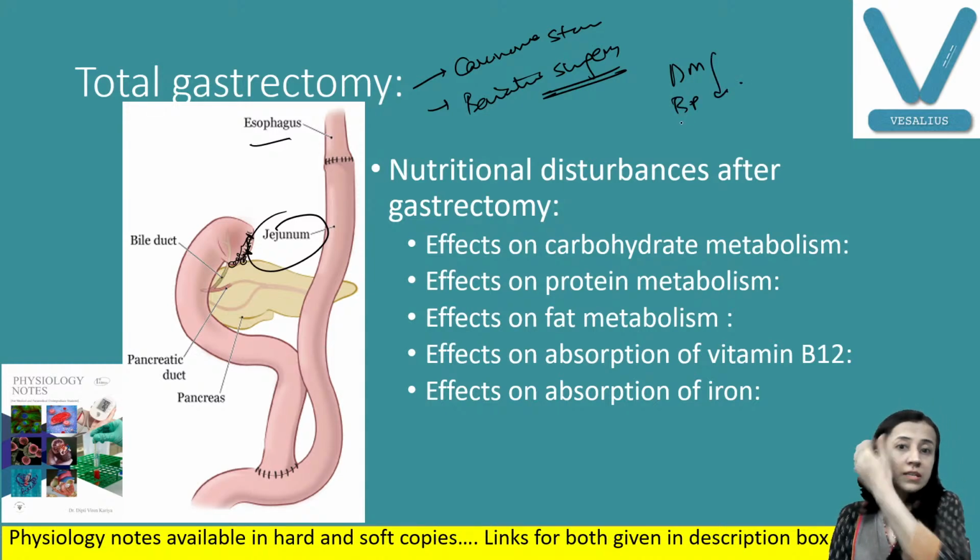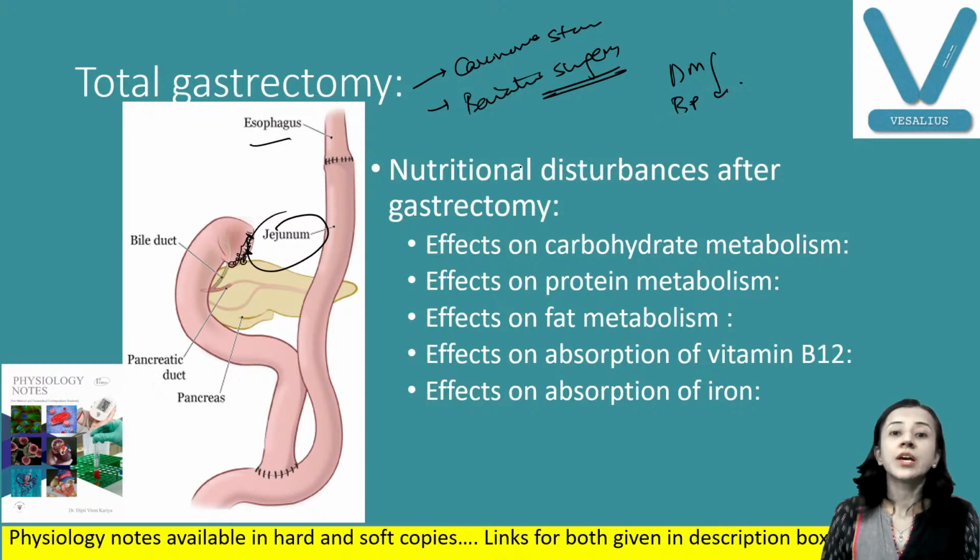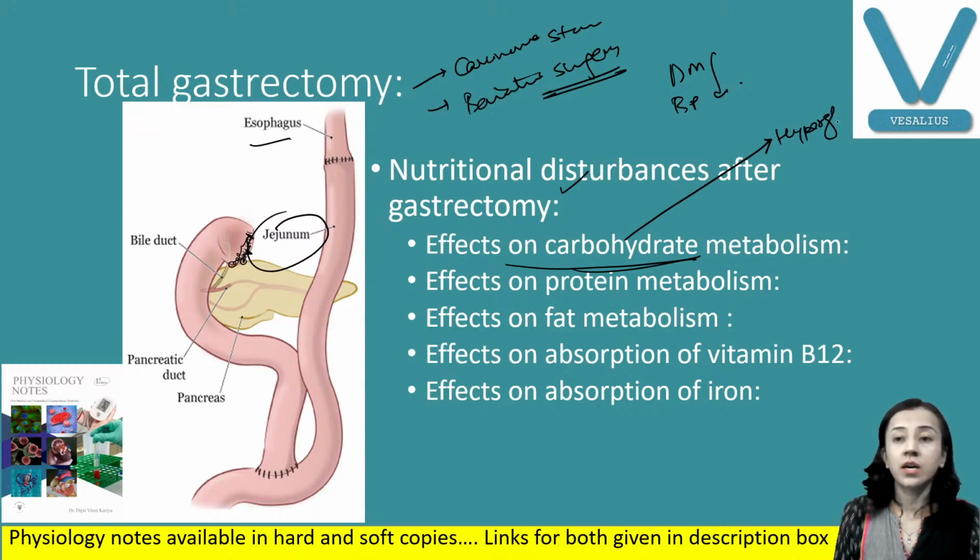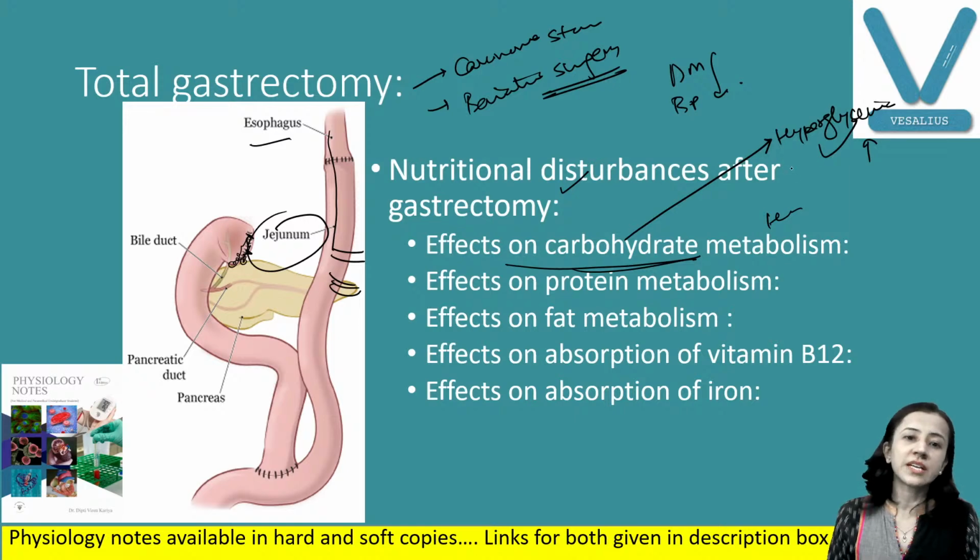But what are the effects of gastrectomy? There are nutritional disturbances. What are the nutritional disturbances? One is the effect on carbohydrate metabolism. Immediately after the person takes food, what happens? There is hyperglycemia, sugar level increases, followed by hypoglycemia. Why? Because the food goes immediately from the esophagus to the intestine, so after taking food all the glucose is absorbed and the person has hyperglycemia, and after 2 to 3 hours, because there is no food, that results in hypoglycemia. There is also an effect on protein metabolism: absence of pepsin, so protein metabolism is affected.